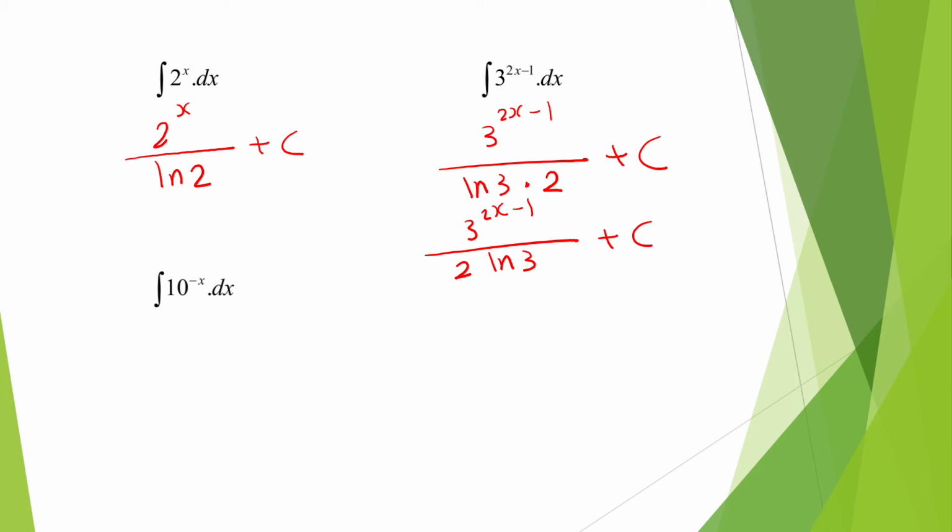And this one here, again, you're rewriting it, divide by the differentiation of the power, which is -1, times ln 10, plus c. So it's exactly the same as the e. You rewrite it, divide by the differentiation of the power, but the only difference here is you're going to divide by ln the base. For e, we didn't write ln e because ln e is just 1.